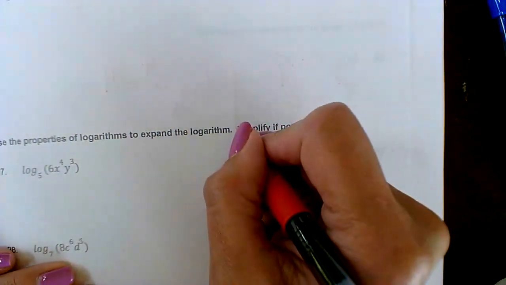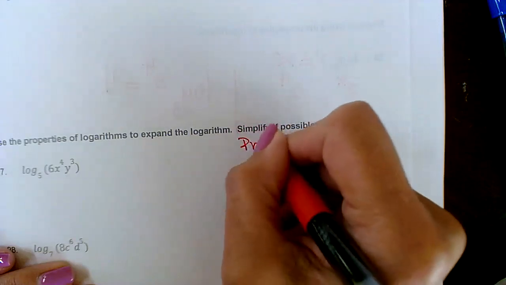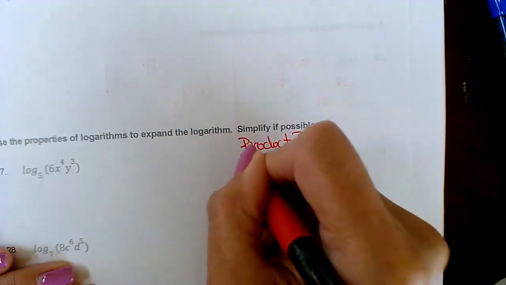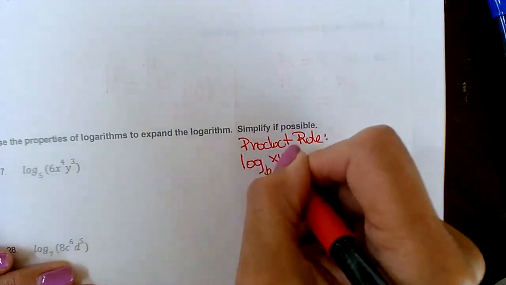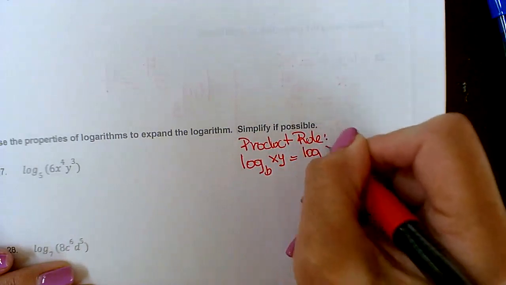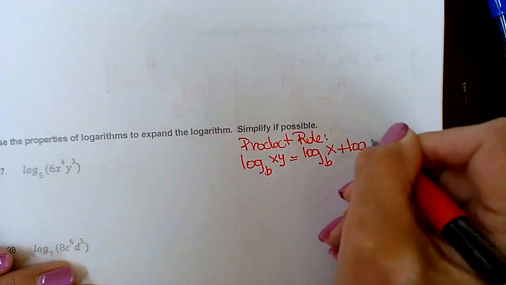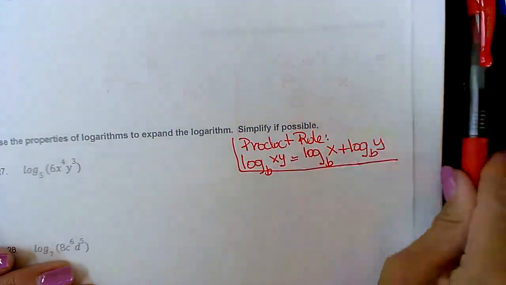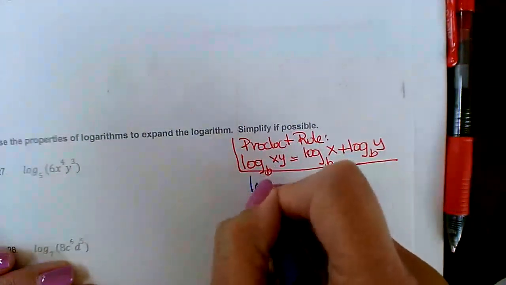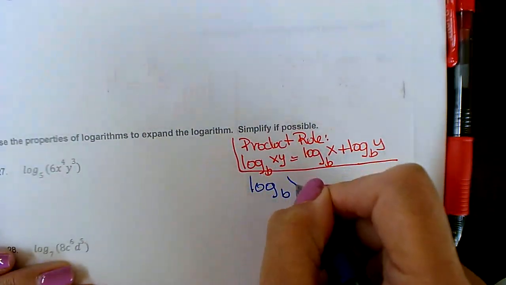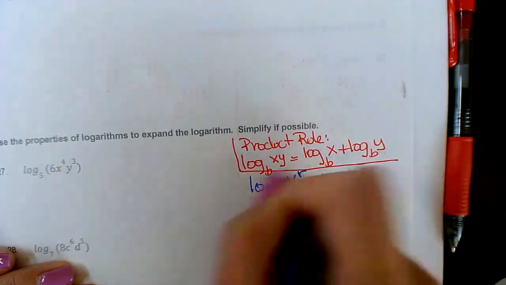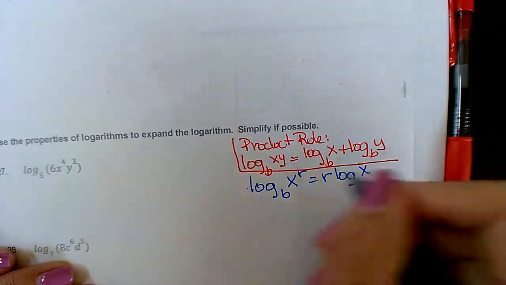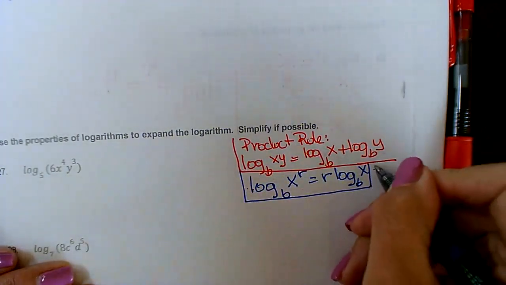Okay. So let me. This one is the product rule. Log base b of xy is equal to log base b of x plus log base b of y. And the other one is the power rule, that when we have log base b of x to the r, the r comes down here, r times log base b of x. This is called the product rule, not product power.